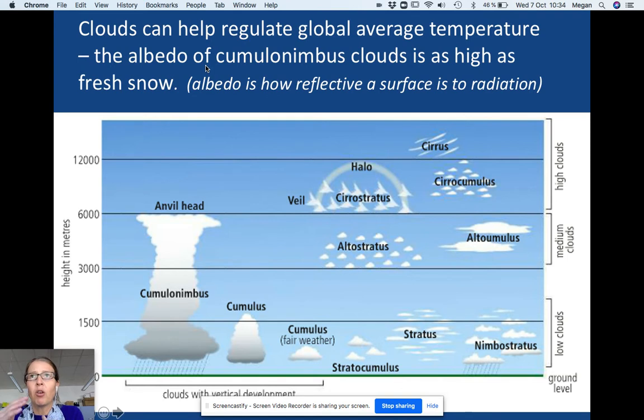Like a mirror would be a perfect high albedo, right? Whereas snow also has a very high albedo. It reflects a lot of the sun's radiation back out to space. Well, clouds actually have a pretty high albedo as well, so they can reflect a lot of that sun radiation. That's why when it's a cloudy day, it feels cooler than if it's a sunny day, because they're going to be reflecting a lot of that heat back out to space. So clouds are a very important aspect in regulating temperature on the planet.